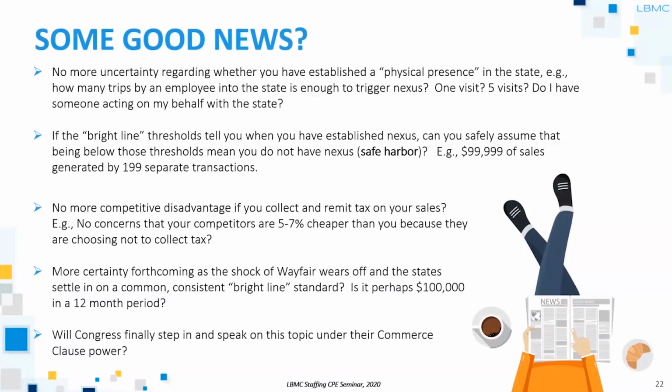Maybe I can leave you with some good news. What's the good news that comes out of all of this? Well, maybe we're moving towards some level of certainty. We're getting away from these tortured physical presence, indirect physical presence concepts. The bright line thresholds, again, certainty, a safe harbor. My example is, okay, if you exceed these you have Nexus, and maybe when you don't exceed these you don't have Nexus. You're selling $99,000 worth of goods in a $100,000 state, or 199 separate transactions. So maybe there is some certainty there with these bright lines, as they call it.